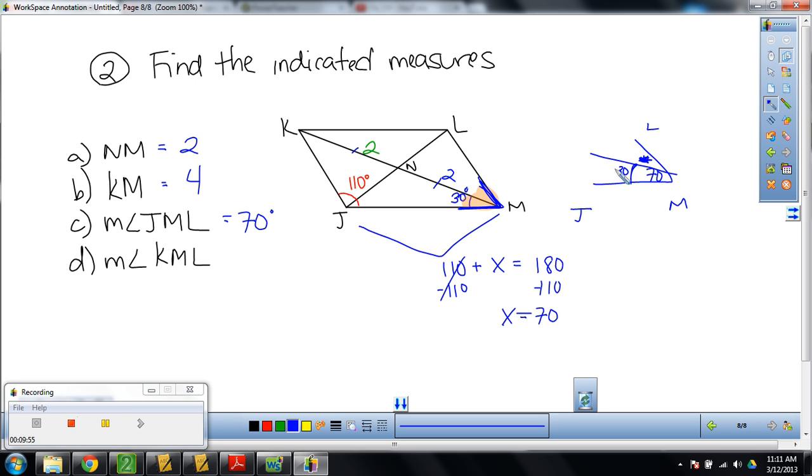So again, we can use the sum of two angles. We know that 30 plus that missing angle has to equal 70. We can solve for our x by subtracting, and x equals 40. Alright, so there are our properties of parallelograms. Make sure you come with your notes and are ready for class.